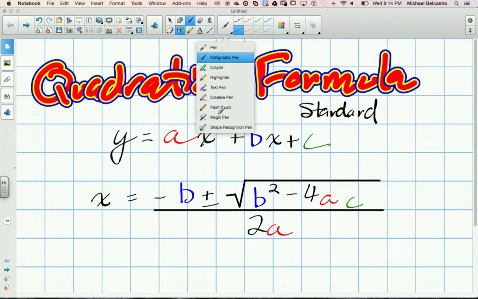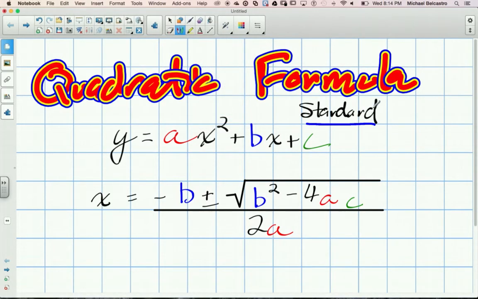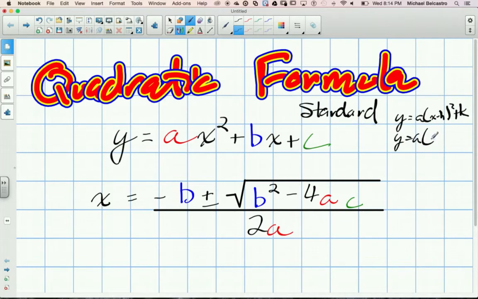So this is a standard form. And then you guys would have done something like vertex form, which would look something like this. Sometimes I highlight those letters. And then factored form is something like this.